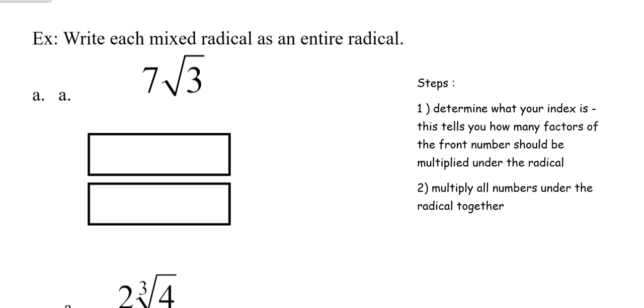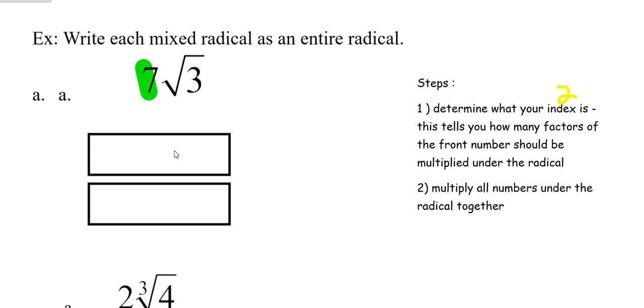Example number 1 says, write each mixed radical as an entire radical. So the first step is to determine what your index is. In this case, my index is going to be 2, because there is no number there. If there's no number, it means your index is 2. This tells us how many factors of the number in front of it, the 7, are going to be put underneath the radical and multiplied together.